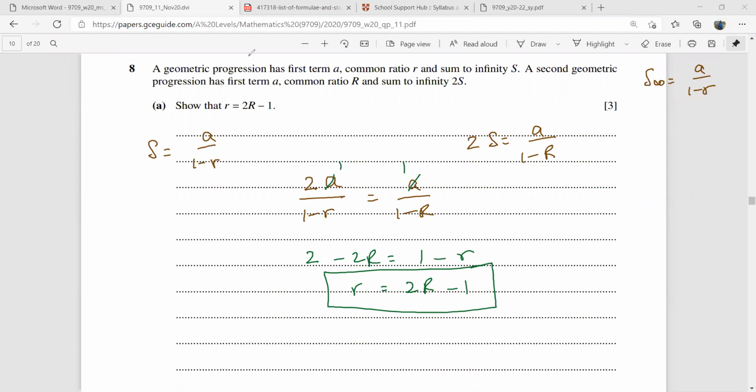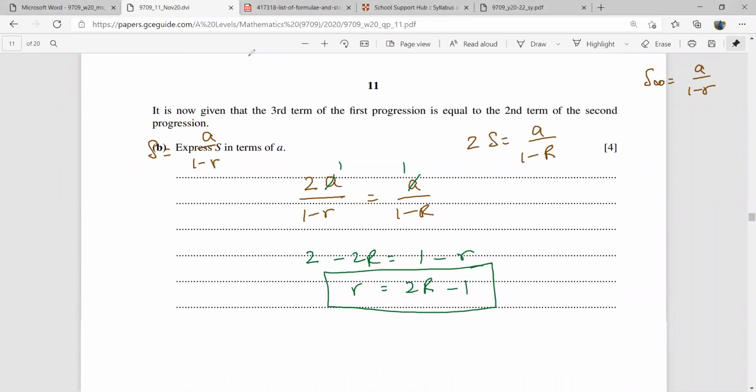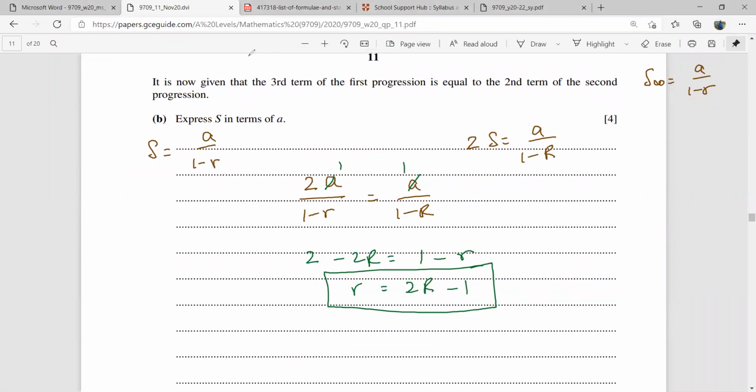Okay? Next it says, it is now given that the third term of the first progression, the third term, that means Ar square, is equal to the second term of the second. So it's AR, right? And I should use capital R here. So they are equal. Okay. So let's put them equal. So Ar square is equal to AR. Second term, AR. Again, we can cancel this A with the A.